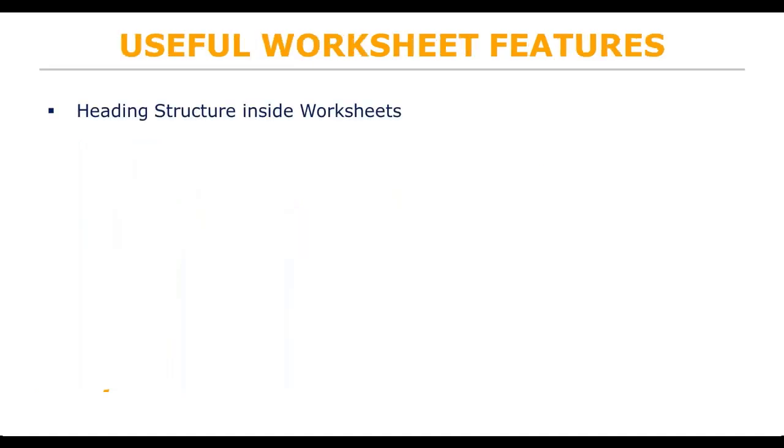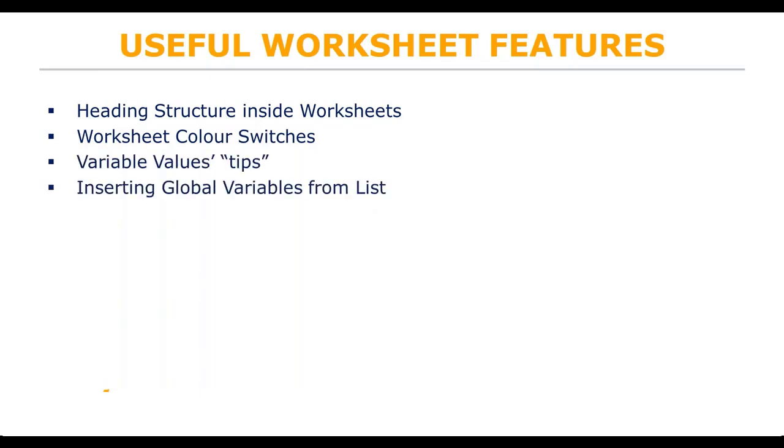We will first look at features such as heading structures inside a worksheet. We'll have a look at worksheet color switches, variable value tips, inserting global variables from the list while working in a worksheet, and we'll have a look at other different ways to speed up the worksheet pricing.